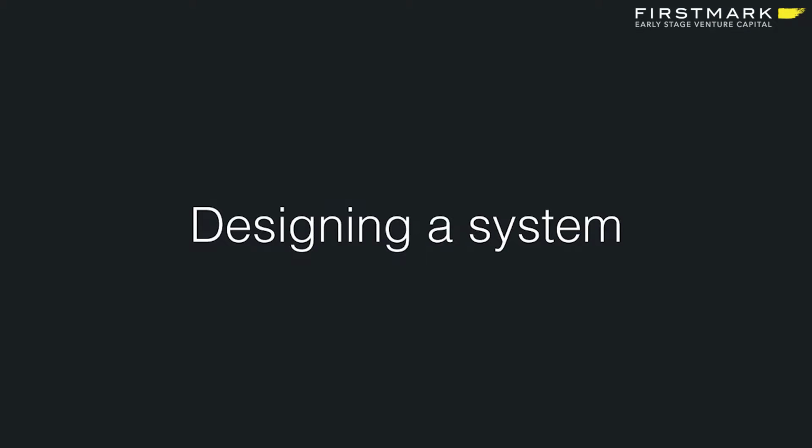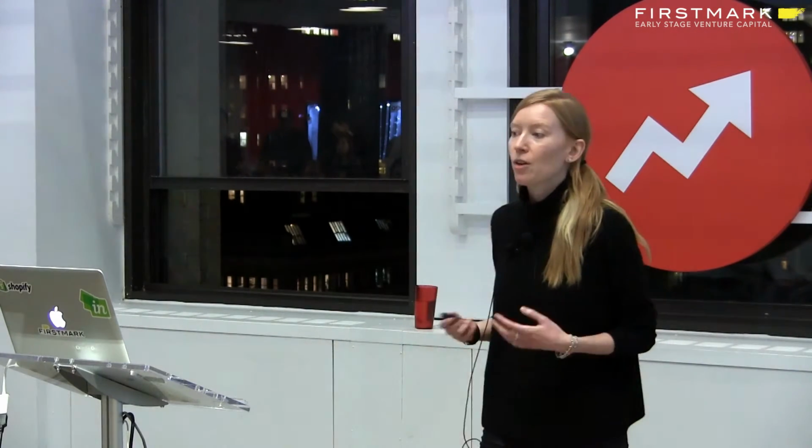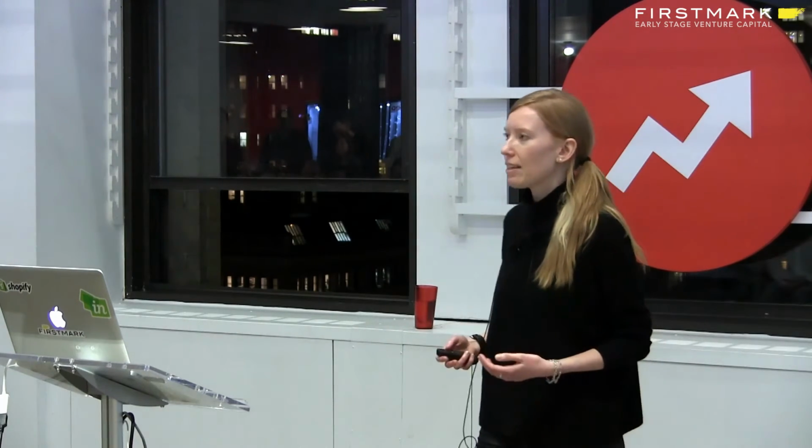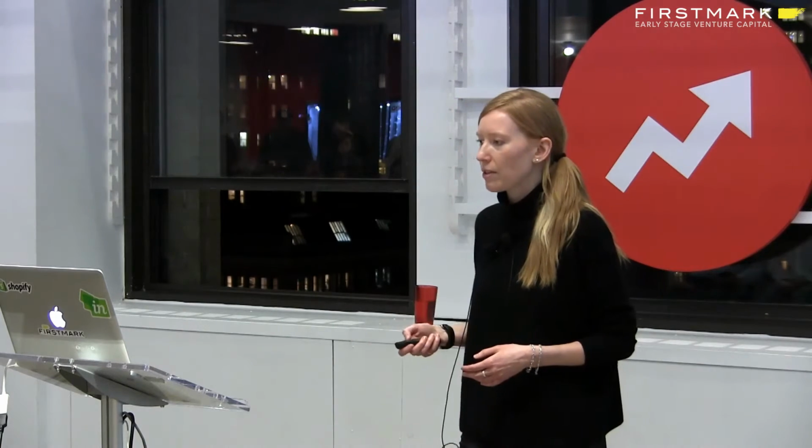So what do I think about and what goes into designing a color system? When I start this, it's not too different from a product design process. I think about what are the needs of the users. And in this case, it was that I wanted our designers and developers at GitHub to be able to use color with consistency across the site and with confidence that they were using them as intended. And so that's taking into account meaning with color, and also color contrast, and consistency is important for user experience.